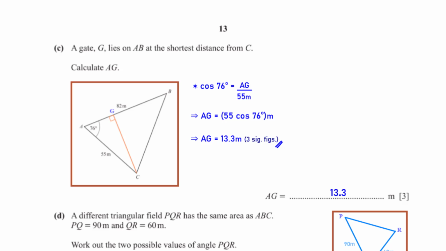A gate G lies on AB at the shortest distance from C. Calculate AG. The shortest distance from C to AB is the perpendicular line from C to AB. So point G is the point where this perpendicular line meets AB. To get AG, we apply SOHCAHTOA to triangle ACG. This gives us cos 76 equals AG over 55 meters. When we make AG the subject, this is what we get. When we type this into the calculator, we get 13.3 meters, rounded to 3 significant figures.